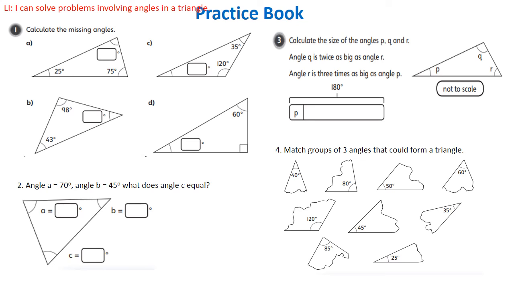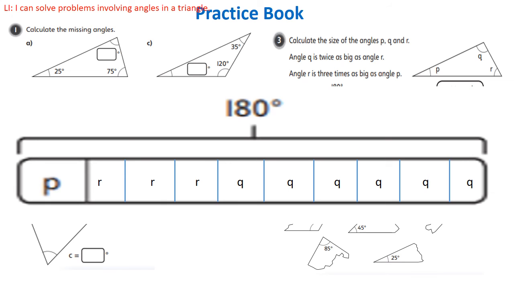Question 3, now that's like the one we've just done. Calculate the size of angles P, Q and R. Remember, angle Q is twice as big as angle R. Angle R is 3 times as big as angle P. So which angle is the smallest? It's angle P, isn't it? So you're going to need to draw a bar, just like we've done on the first one.